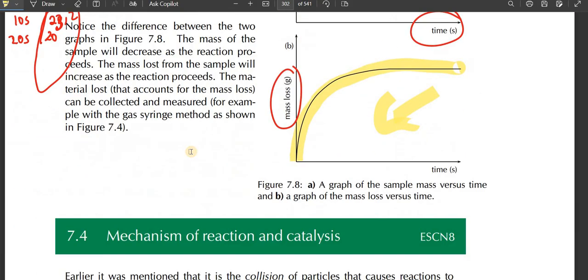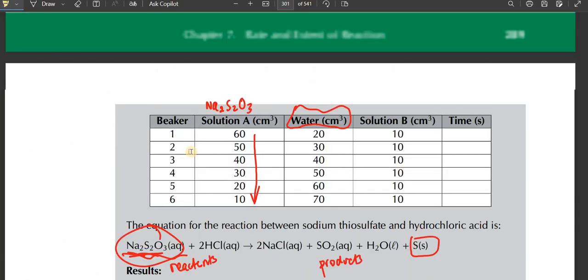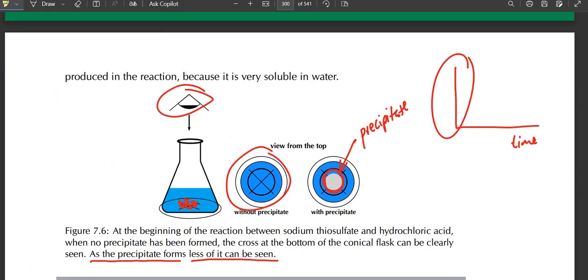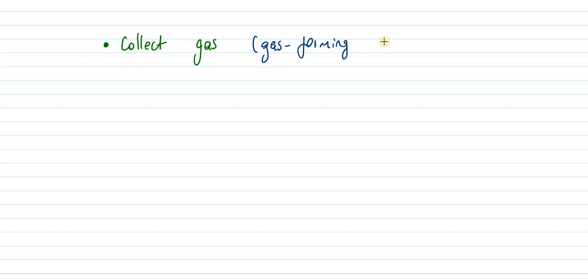So that is how to understand that. Okay, so in a nutshell, as a summary of what we're talking about in terms of how you measure the rate, we know that we can measure the gas, we can collect the gas that is produced. This is particularly for gas forming reactions.